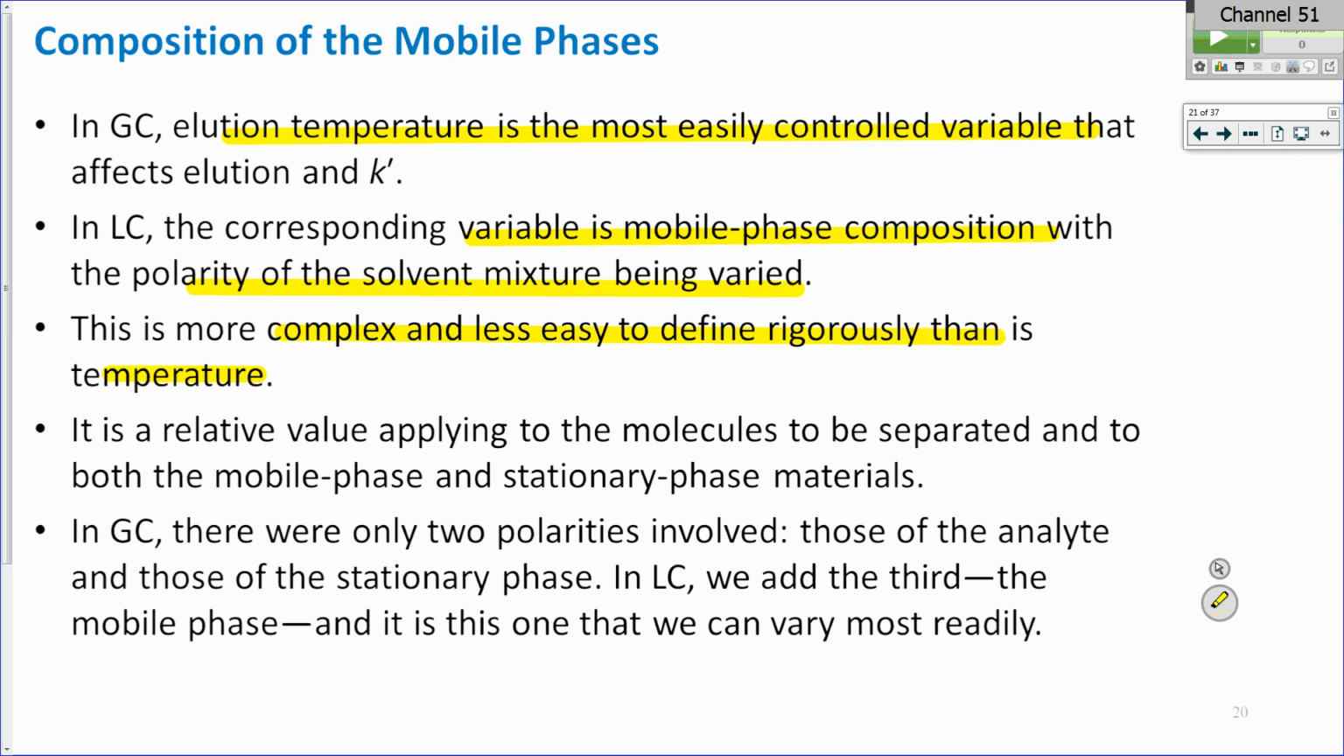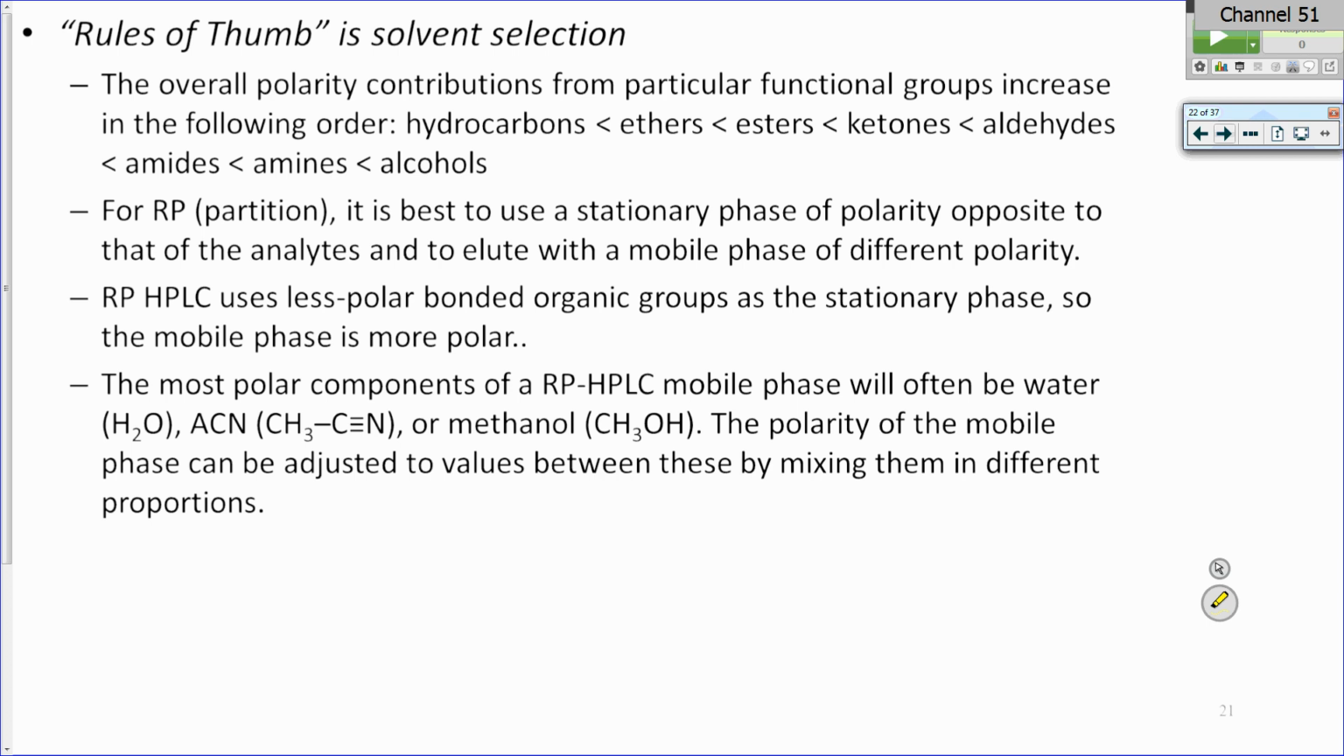So if we think about GC, there are only two polarities involved, that of the analyte and that of the stationary phase. It's a simplified partitioning event. But in LC, we add a third dimension, because not only do we have the stationary phase and the analyte, now we have the mobile phase. But this is the one that we can most easily vary to change the nature of the separation. So one column can do a lot of things in HPLC.